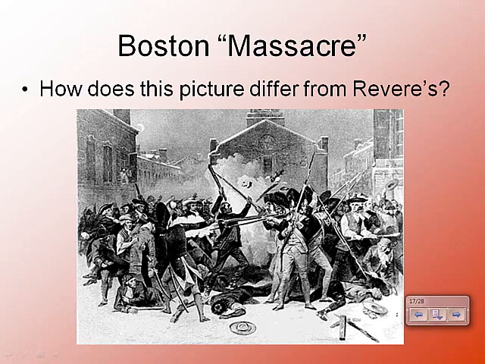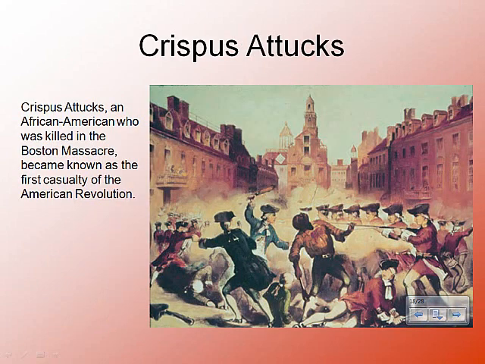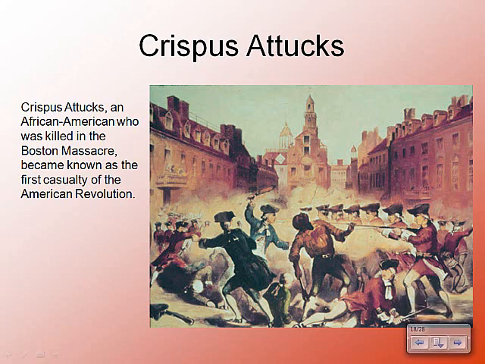Crispus Attucks was an African-American man with Native American heritage as well, who was killed at the Boston Massacre, and he became known as the first casualty of the American Revolution, shown here. So you can see already this is the third visual representation of the Boston Massacre that we have, and we'll study all 3 of these later on next week.